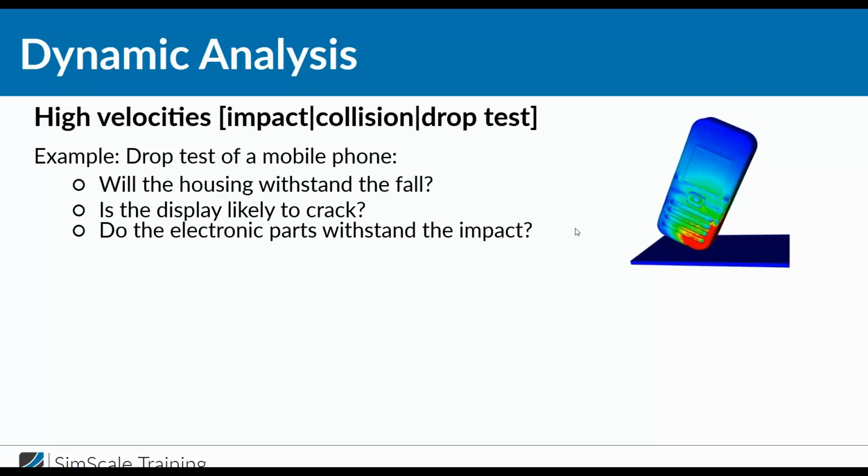And a good example here is this drop of a mobile phone. There are several questions you might want to answer during the product design process, and where dynamic analysis can help. So this kind of simulation would answer questions like, first of all, will the housing itself withstand the fall? A very good criterion for this is to take a look at the maximum stresses and to make sure that the highest stress inside the housing is smaller than the yield stress of the material it's made of.